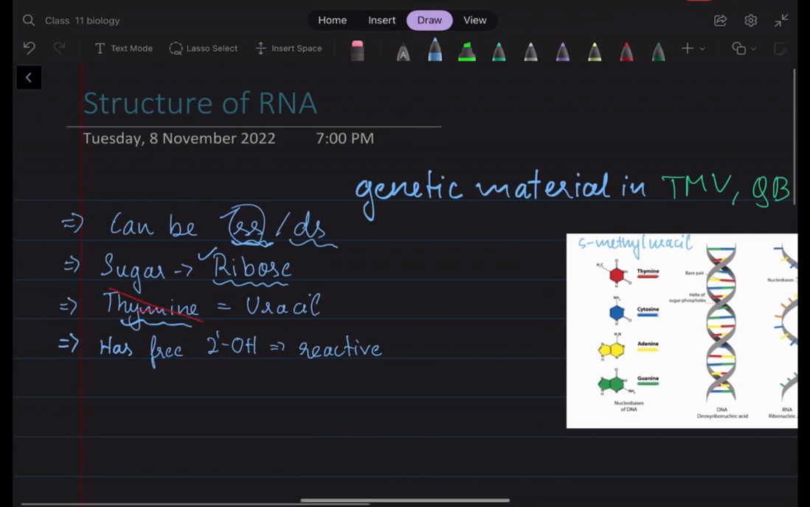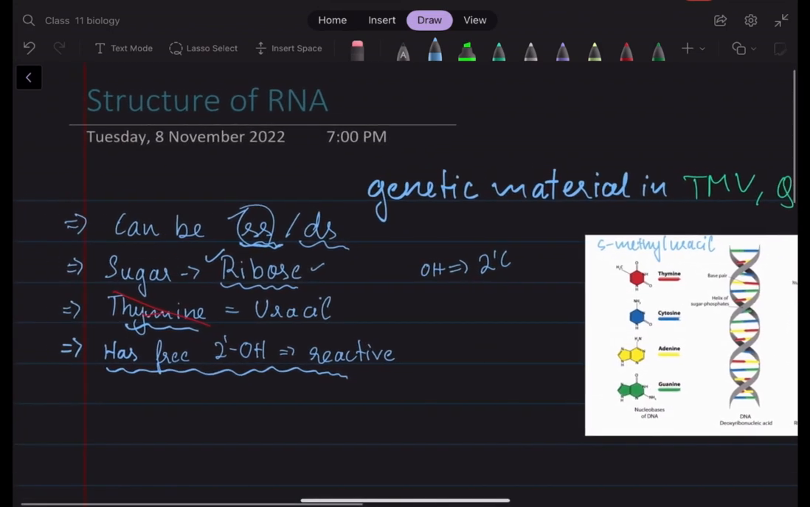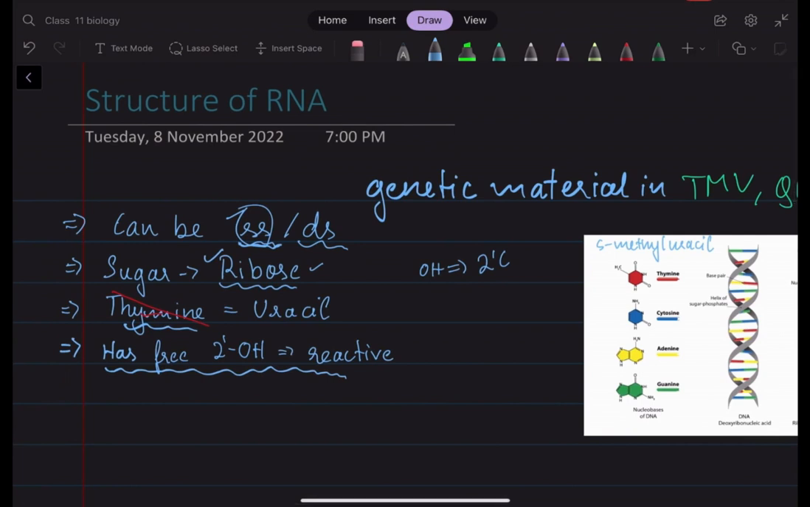Since this is ribose and not deoxyribose, the sugar has an OH group at its second carbon position, okay? And this, even after the formation of bonds, is a free OH group. And this makes the RNA a bit reactive.